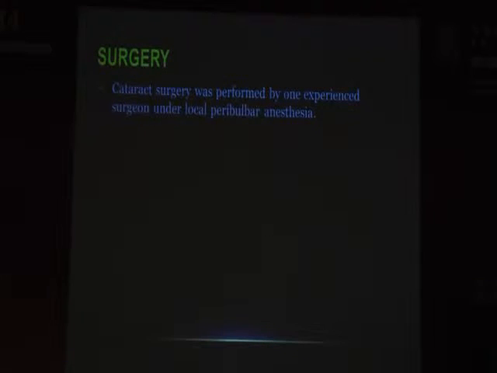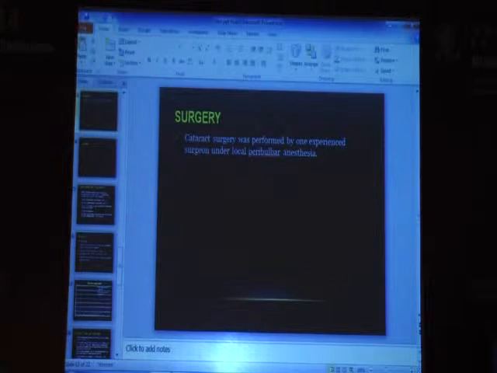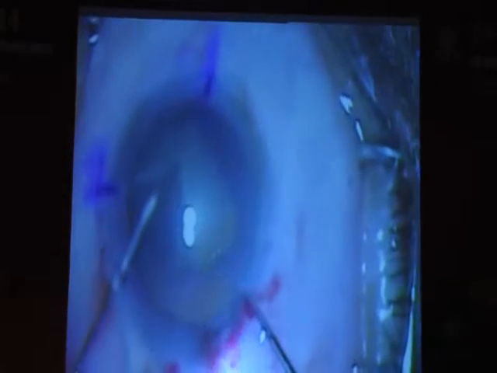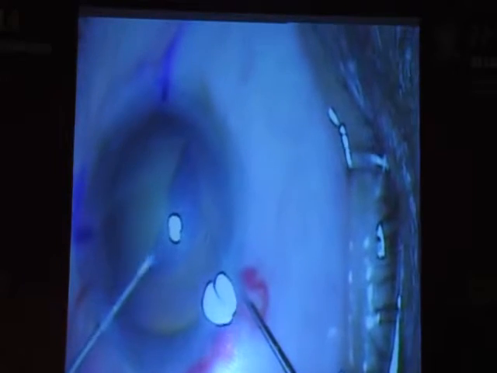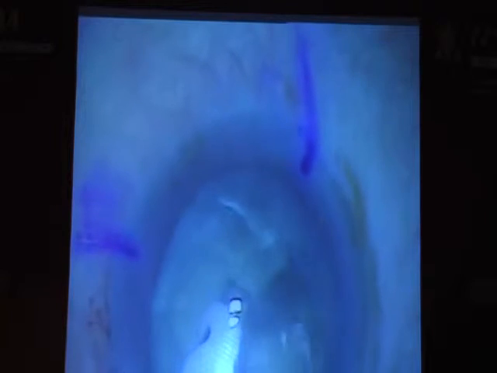The cataract surgery was performed by one experienced surgeon using local peribulbar anesthesia. The video of the surgery. Clear corneal incision. Then continuous curvilinear capsulorhexis of 5 to 5.5 mm was performed. It is important to have a circular capsulorhexis. Then phacoemulsification was done by routine technique using a 2.8 mm clear corneal incision.